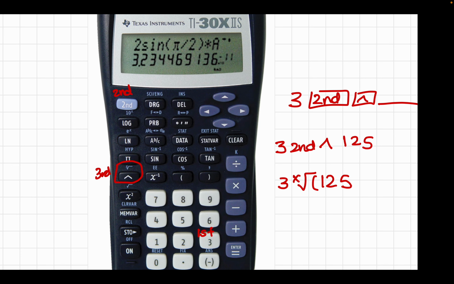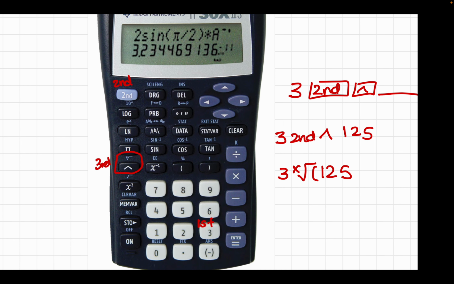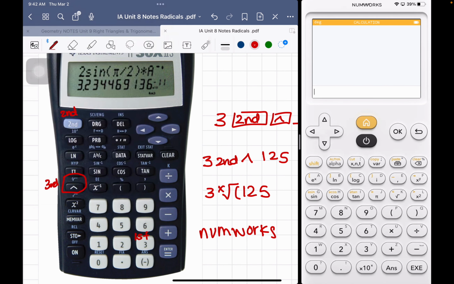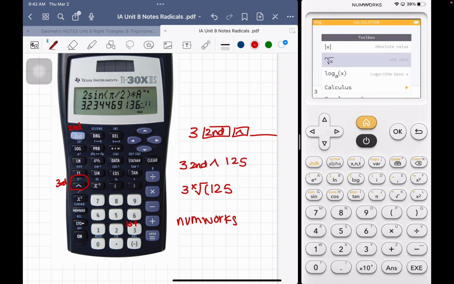If you're at home and you are doing homework, I really like to use the calculator app Numworks. You can download it on your iPhone or your Android. Let me see if I can change my screen. So here's my entire screen. Here's what the calculator looks like on my end. On this one, you just hit this little toolbox and see how the first thing comes up is nth root. And you hit OK.